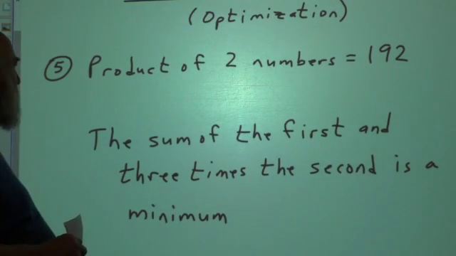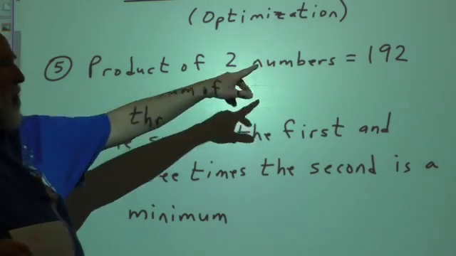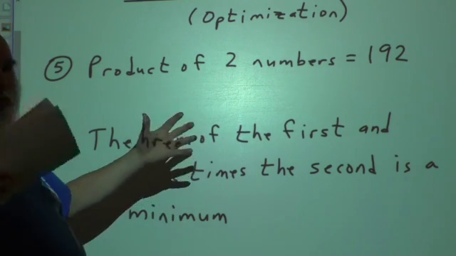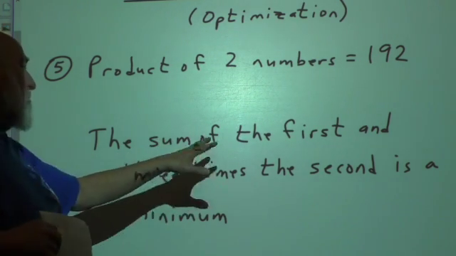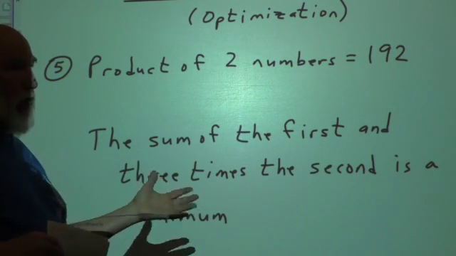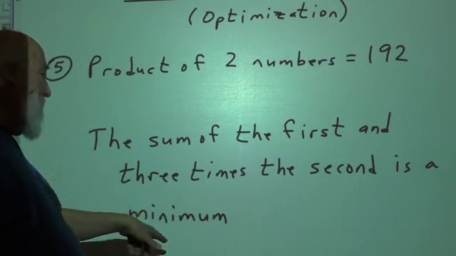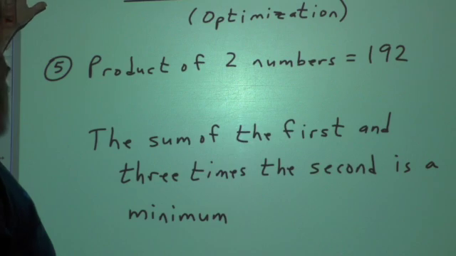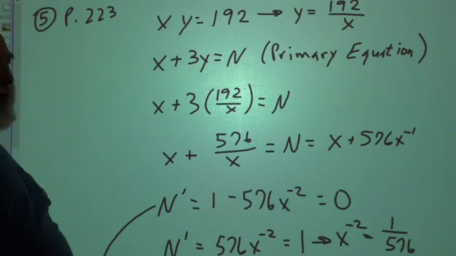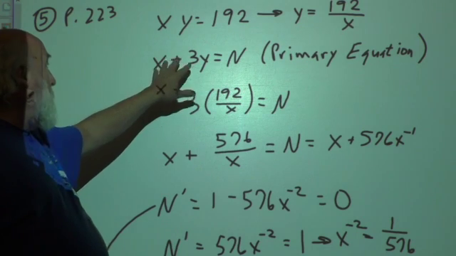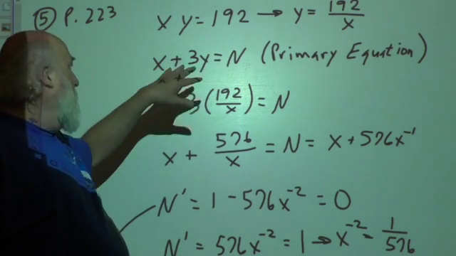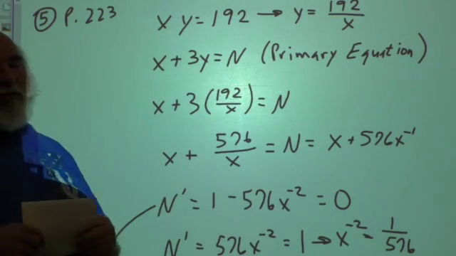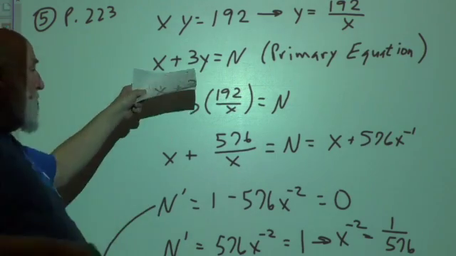Problem number 5. We have two numbers that are multiplied together to give us 192. And we are told that the sum of the first number, which we're going to call x, and 3 times the second one, which we're going to call y, so that becomes 3y, so x plus 3y is the minimum. So we're going to designate that with a third variable, capital N. So it's going to look like this right here. And then xy equals 192, and x plus 3y equals N. That is what we call our primary equation. That means whatever we're going to substitute with is going to go into that equation.